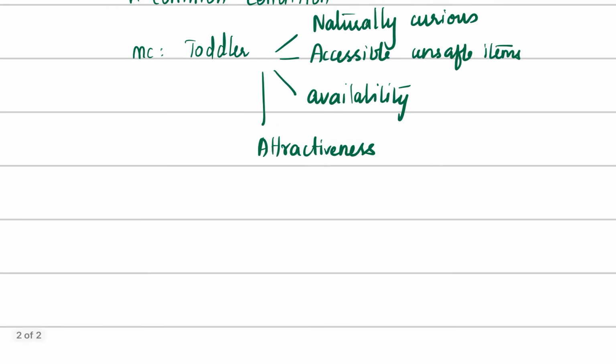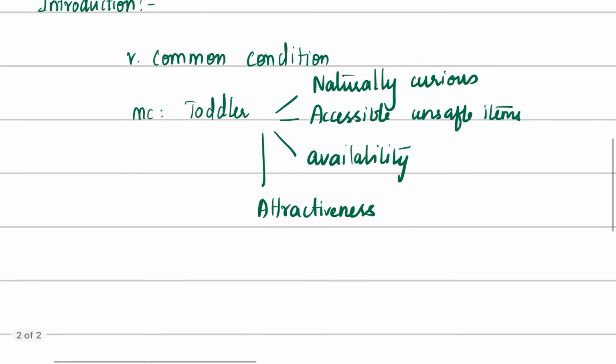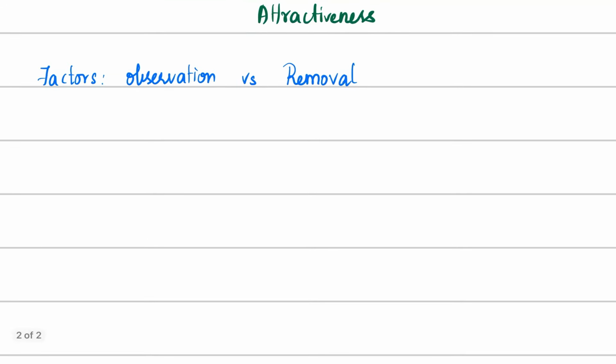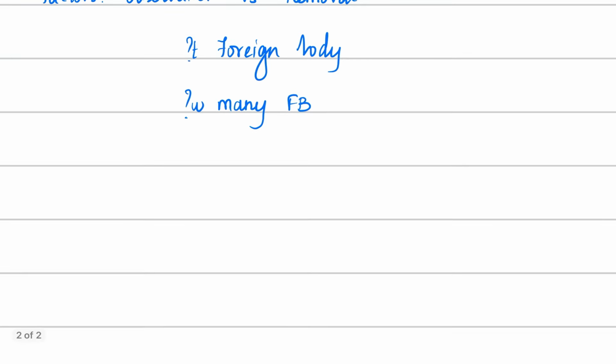The decision to observe or remove a foreign body will depend upon many factors. So what factors are they? Factors determining observation versus removal. Now we are talking about a general setting. Alright, so what will determine it? It depends upon what foreign body it is. Correct? Then how many foreign bodies were consumed? One, two, more than two, right? Then the location of the foreign body in the gut, whether it's in the esophagus or whether it is down below.